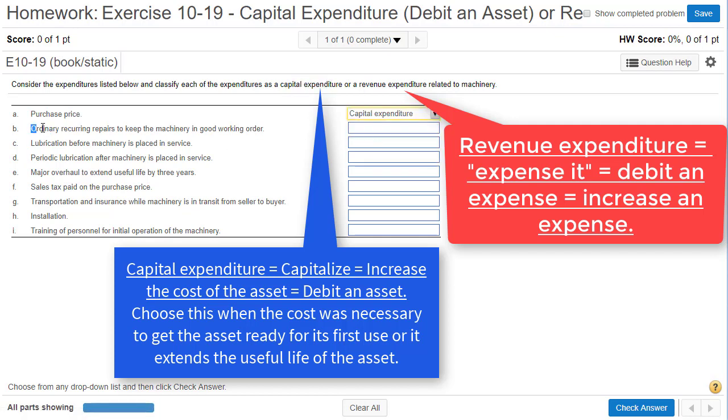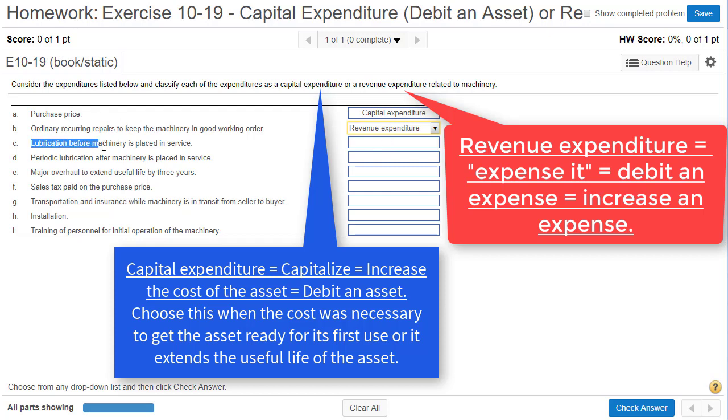All right. Then we have ordinary recurring repairs to keep the machinery in good working order. So the machinery has been used for a while and it's already being used, and then we just need to do some normal ordinary repairs. In that case, you're going to expense it, called a revenue expenditure. I don't like to use the phrase revenue expenditure. I just like to call it expensing the cost.